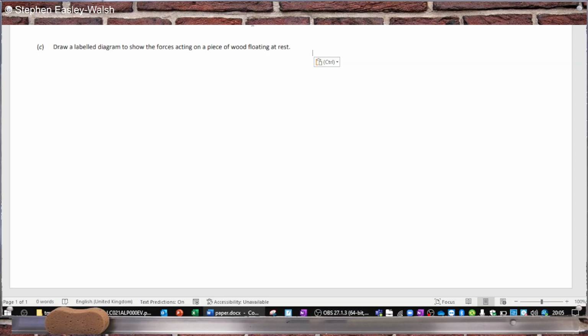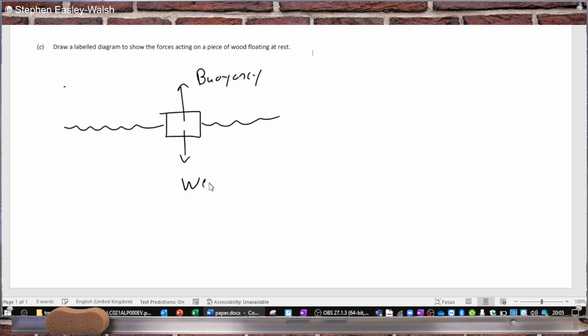Okay, so the next one here, the forces acting on a piece of wood floating at rest. So you've got this buoyancy force and you've got this weight force, and I guess the important thing is to make those arrows the same length to demonstrate that they're equal. Yeah, that's it actually, I think. What else could there be?